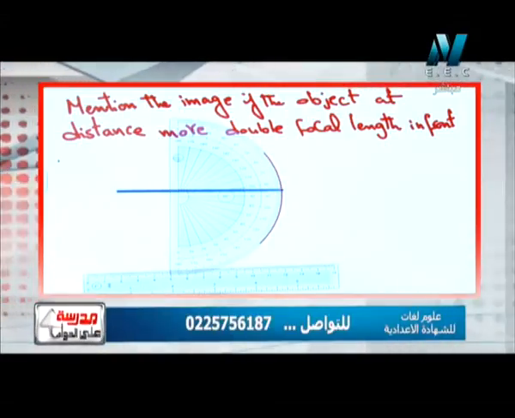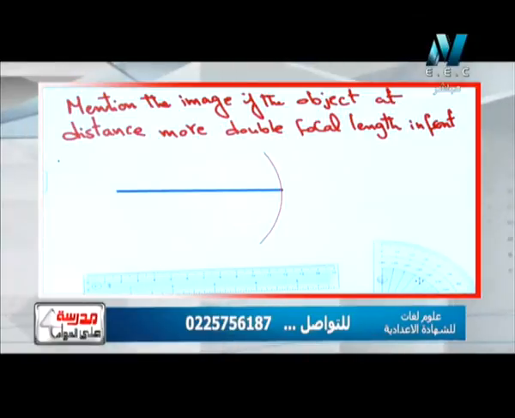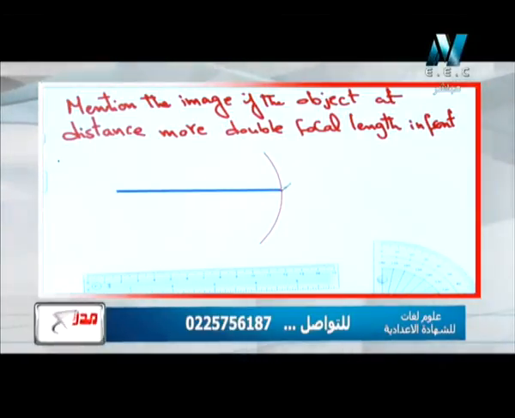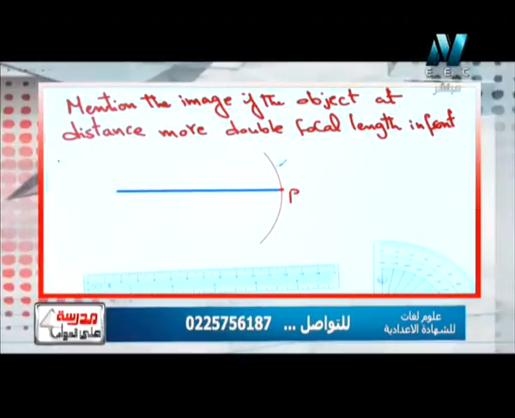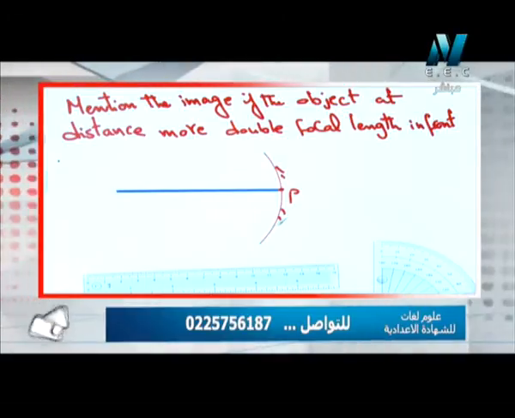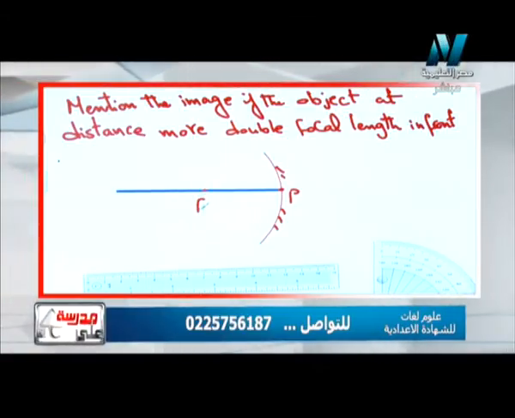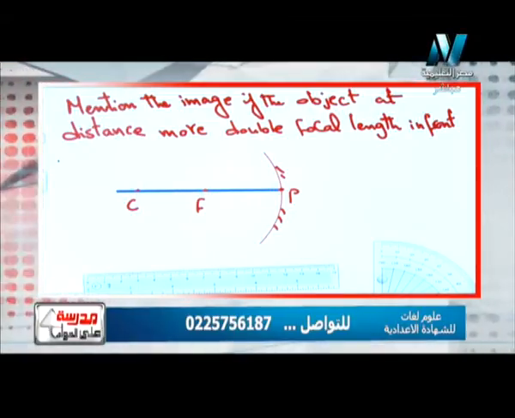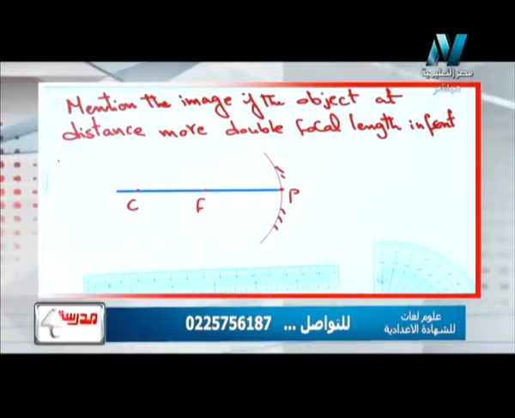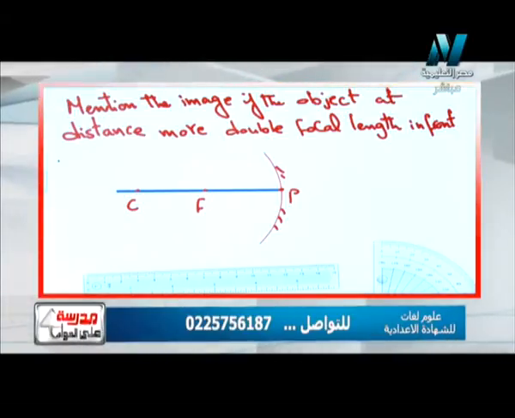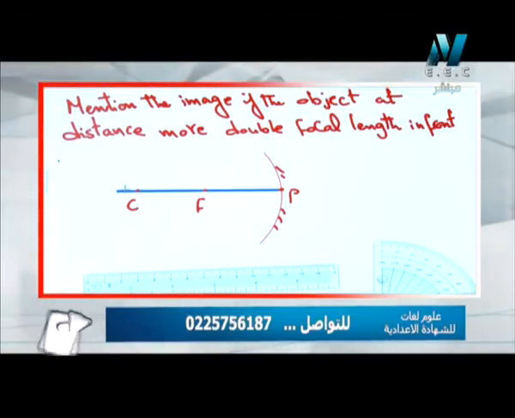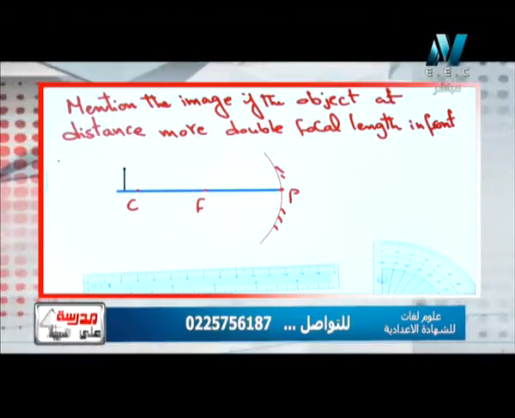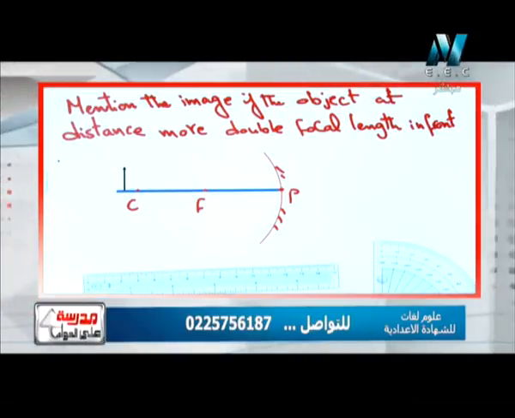Then we have to put the two equal distances as we have here: pole of the mirror, and here we have focus, here we have center of curvature at equal distances. The object in front of you is at what distance? At a distance more than double the focal length, meaning after the center of curvature. So we have to apply the first rule and second rule.